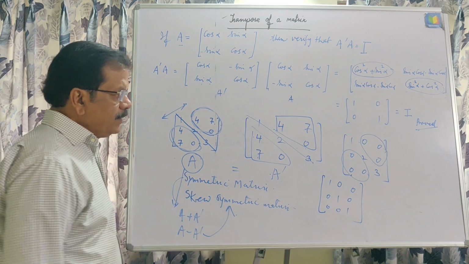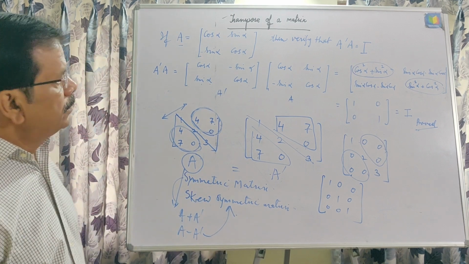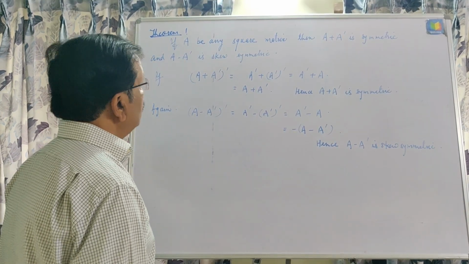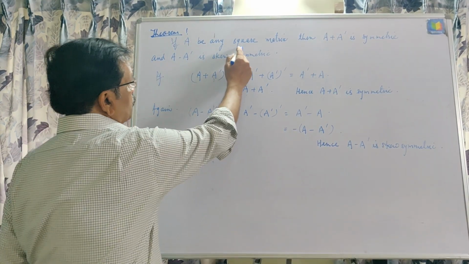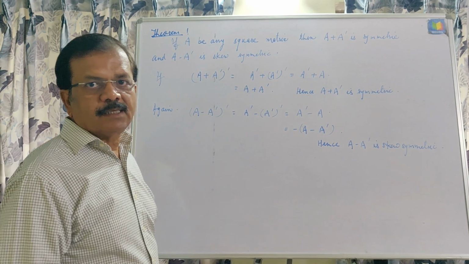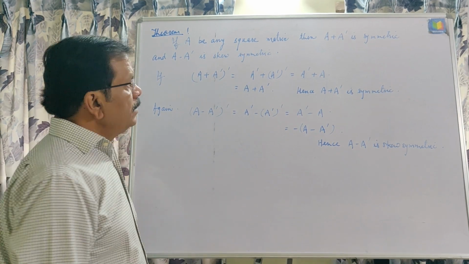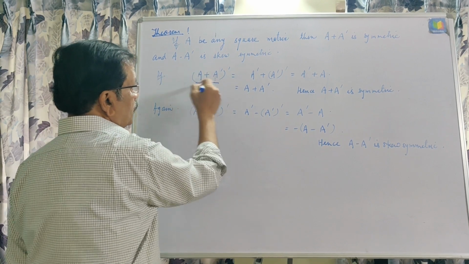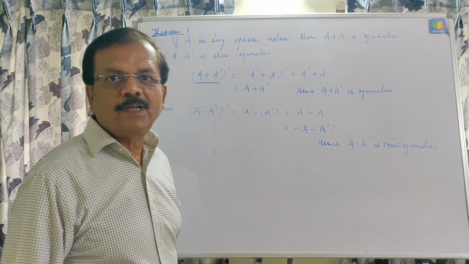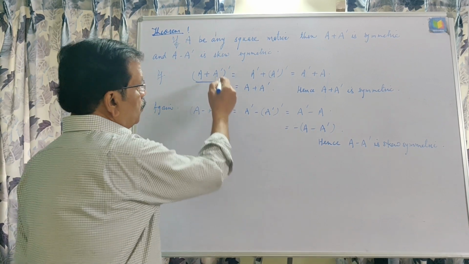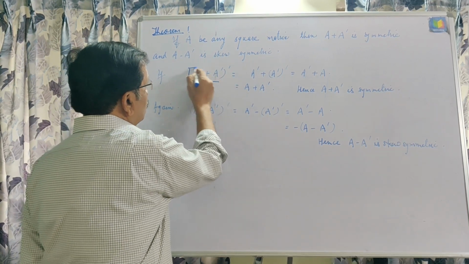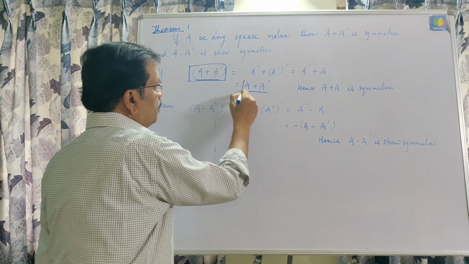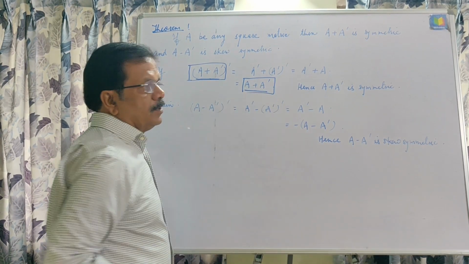Now we are going to study this theorem. This is the first theorem. If A is any square matrix, then A plus A transpose will be a symmetric matrix. If A plus A transpose is symmetric, then the transpose of this value will be equal to the value itself, that is A plus A transpose.